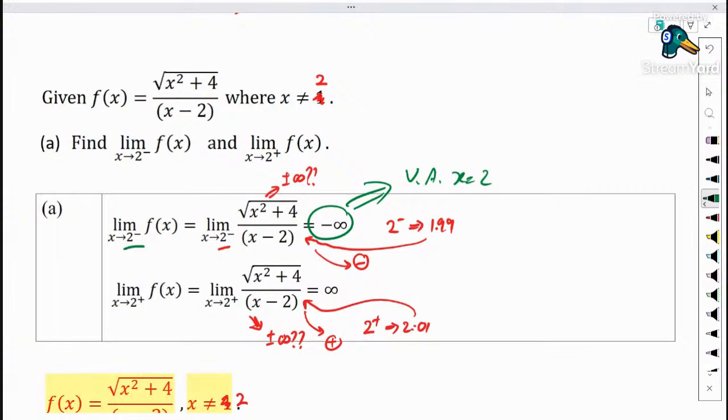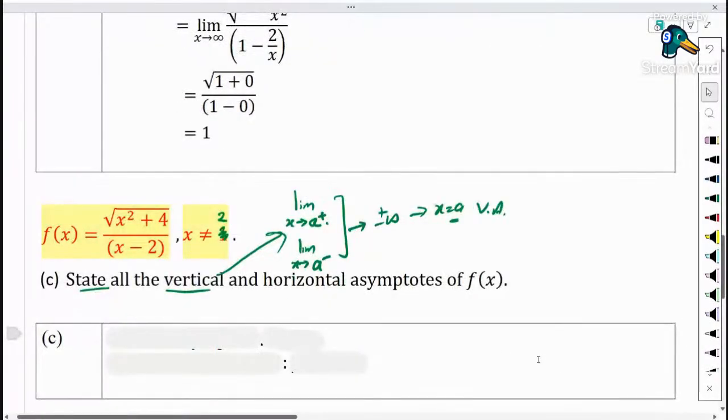But the question asks us to find both, that's why we find both. But by right, either one of them will do. And based on the result from A, I can tell that the vertical asymptote is x equals to 2.